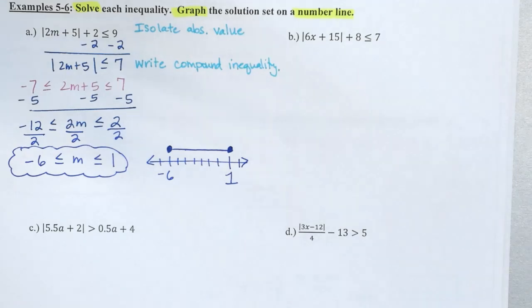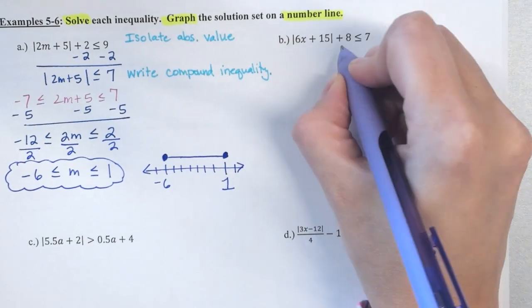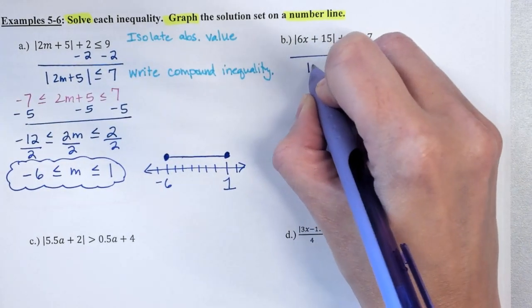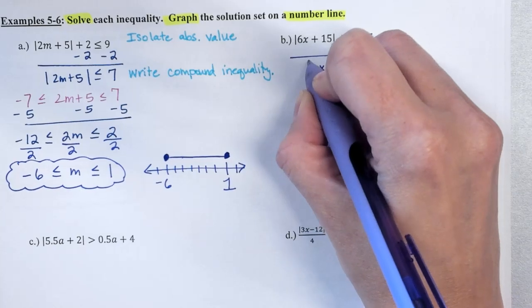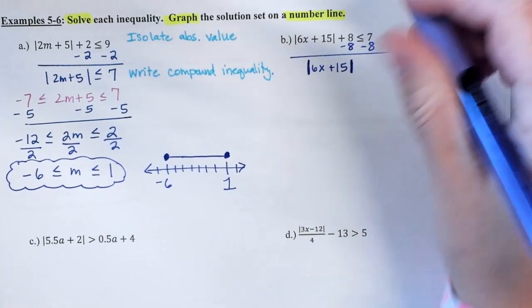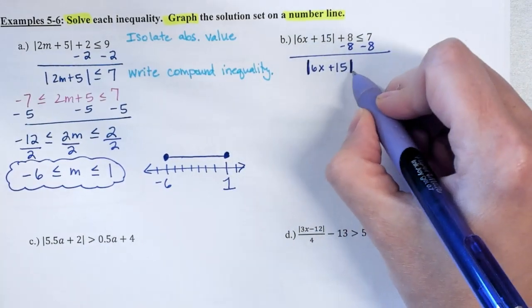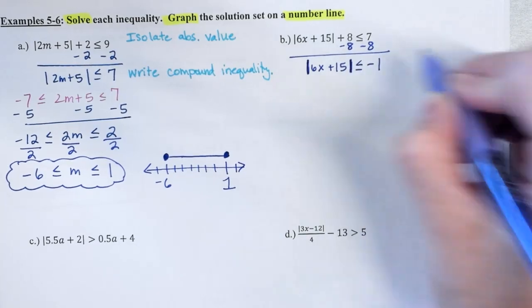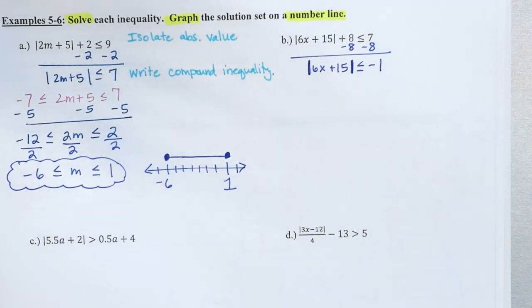All right, so after you subtract 8 from both sides to isolate the variable, you have the absolute value of 6x plus 15. And you can make those a little bolder, it is so easy to confuse those for one, so sometimes I try to do that so I don't confuse myself.